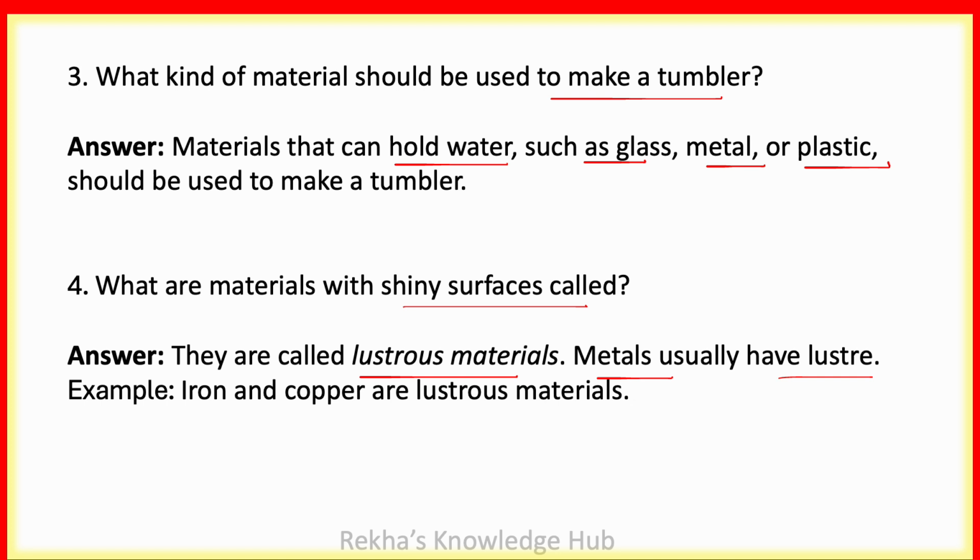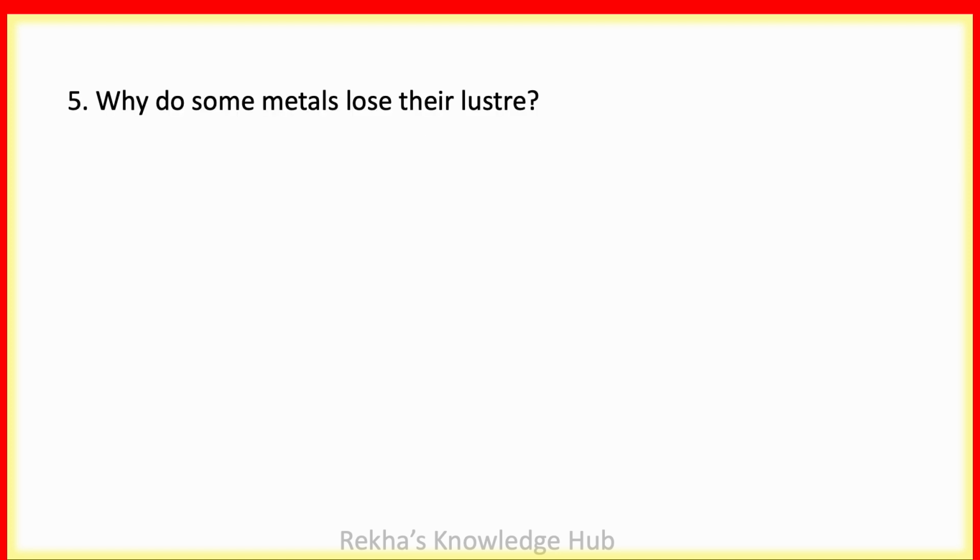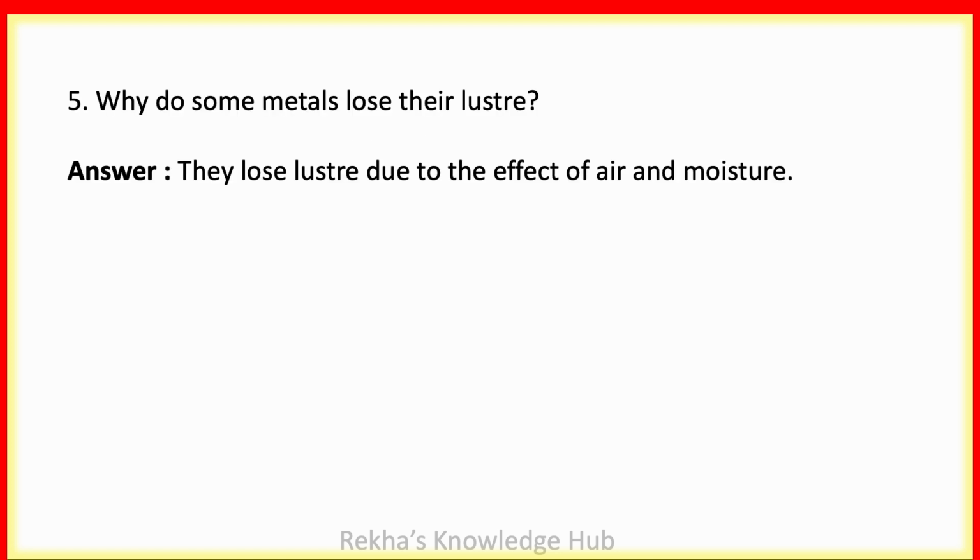They are lustrous materials. Why do some metals lose their luster? They lose luster due to the effect of air and moisture. Metals usually shine and this shiny appearance is called luster. But after some time, air and moisture can react with the surfaces of the metal. Because of this reaction, the metal may lose its shine and start looking dull or non-lustrous.